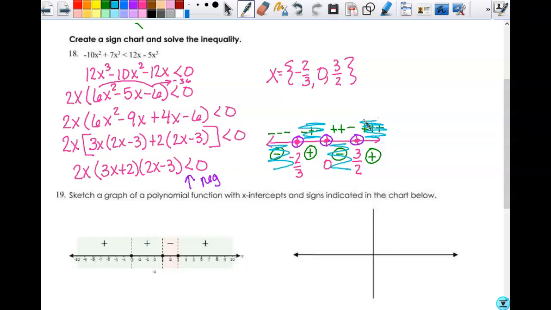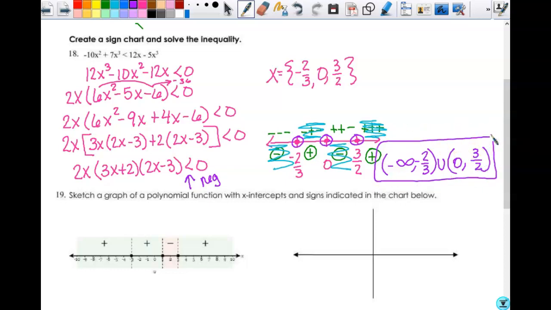And then I have to give my actual interval since it's an inequality. So I want the negative. So it's negative from negative infinity to negative 2/3. And then because they're open circles and it doesn't say equal to, I do not include that 2/3. Then I start back over here at 0 and go to 3/2. And again, I do not include either one of them. There is my negative intervals.